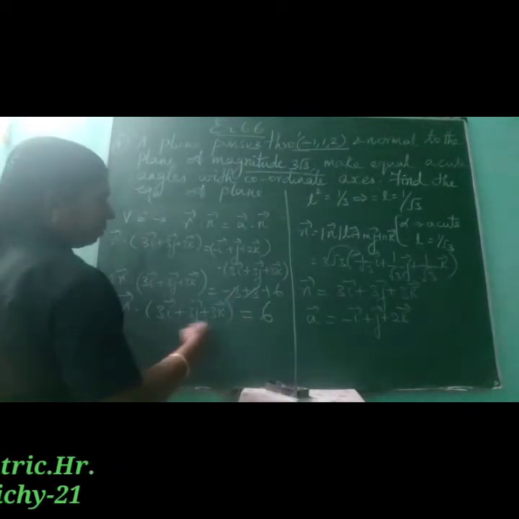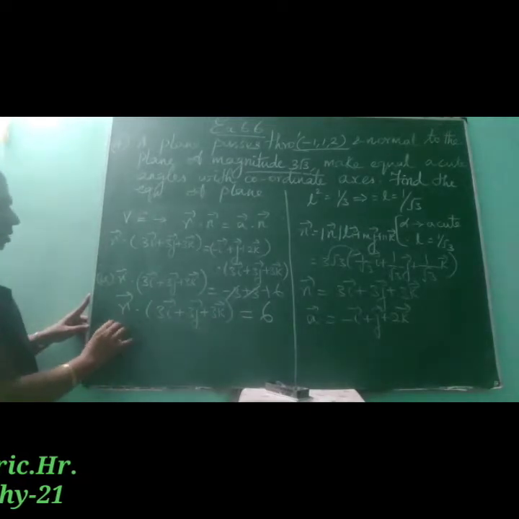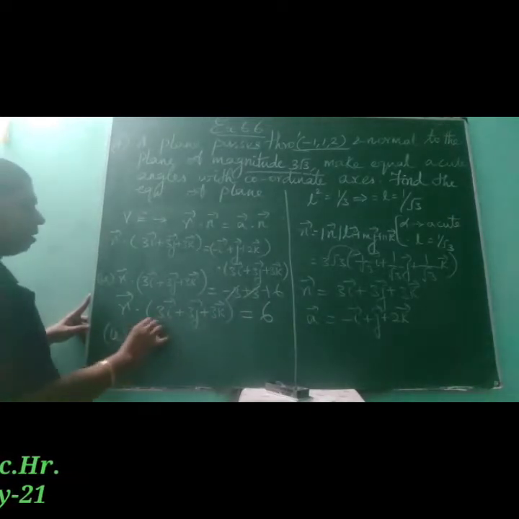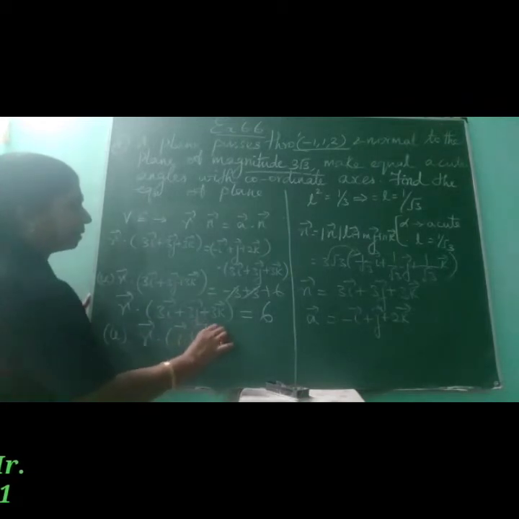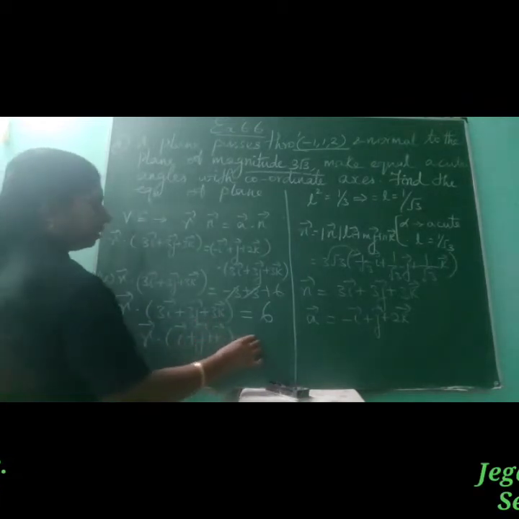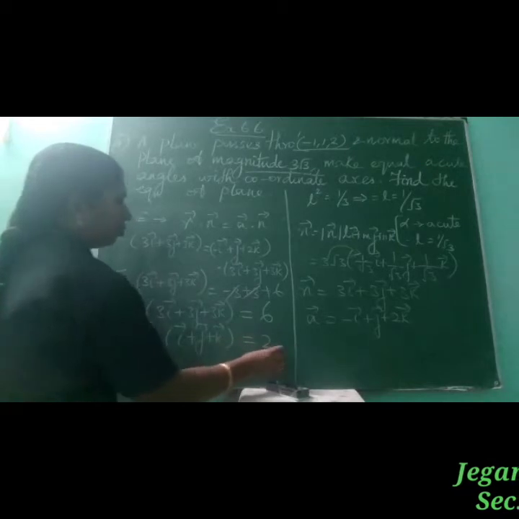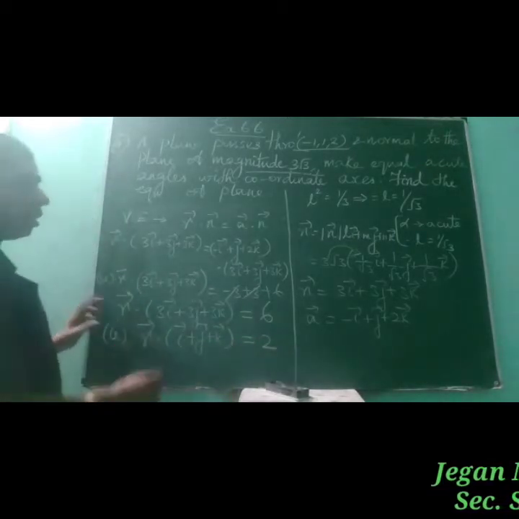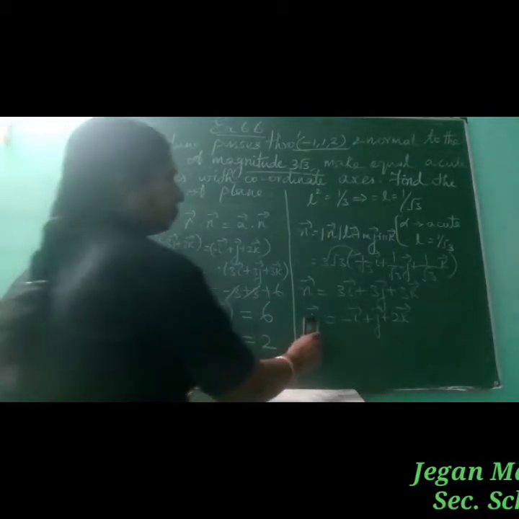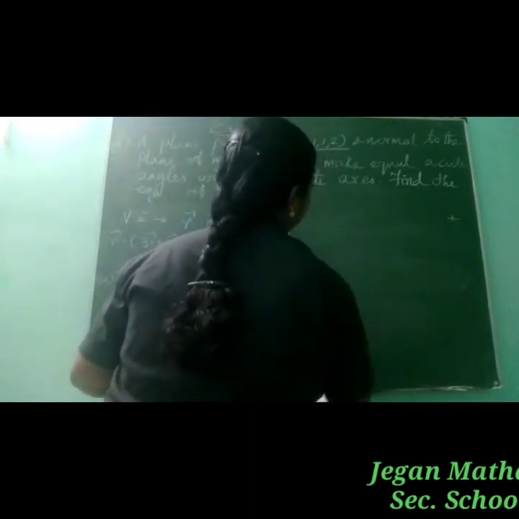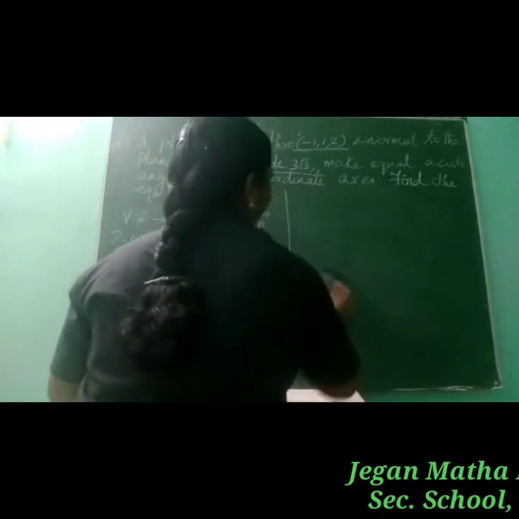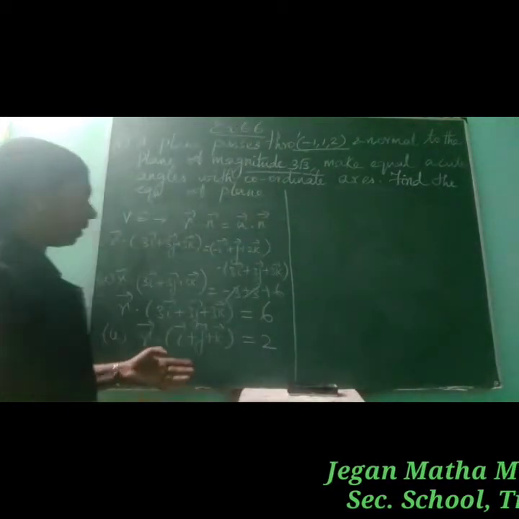Throughout, if you are dividing by 3, this can also be written as r dot i plus j plus k, which is equal to 2. This is the required vector equation. Now we have to find the Cartesian equation of the plane. From the vector equation, we can derive it directly.